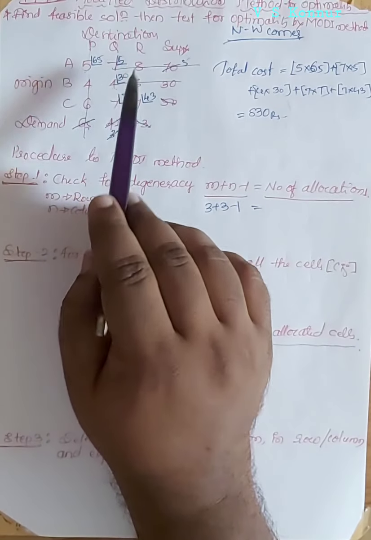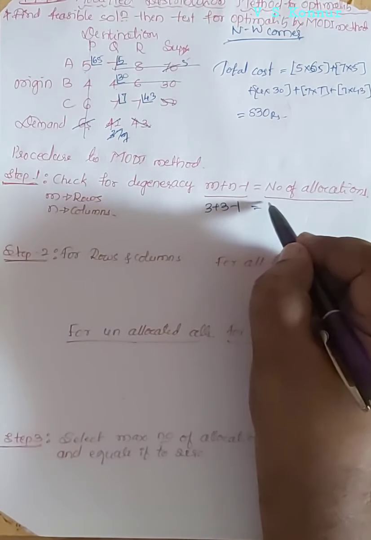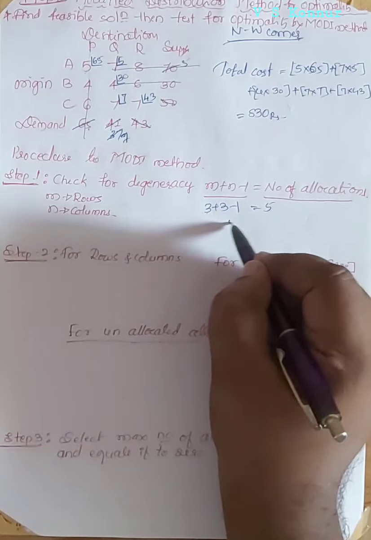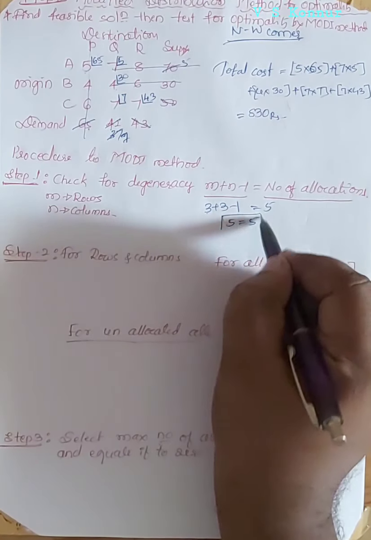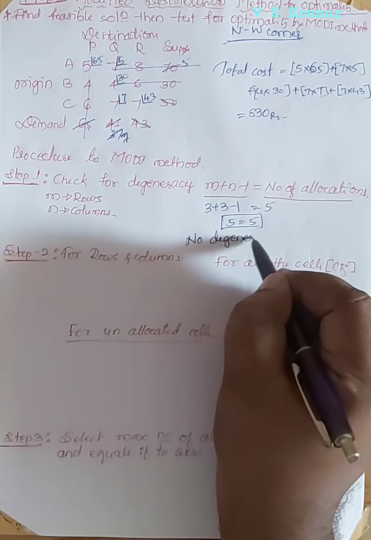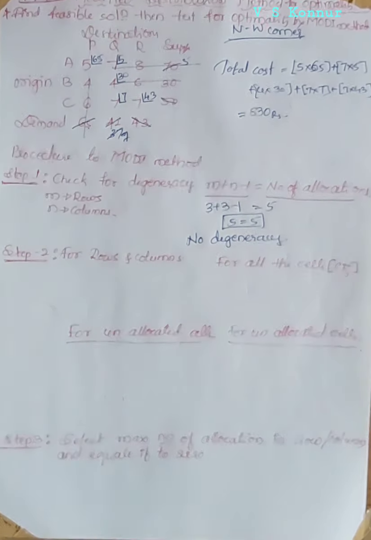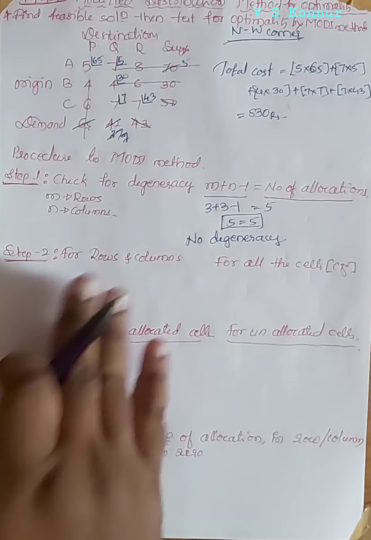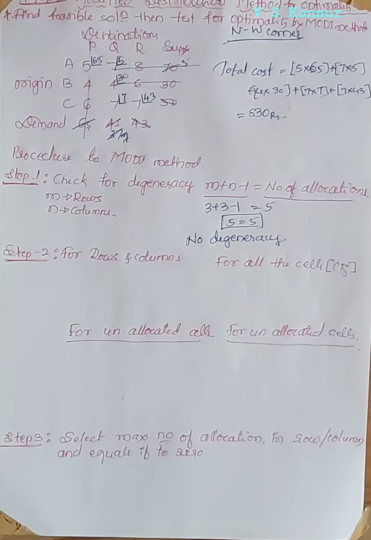It is having 1, 2, 3, 4, 5. 5 allocations are there. So 3 plus 3 minus 1 is 5. 5 is equal to 5. Hence, you have to write here that there is no degeneracy. If there is no degeneracy, you should continue to the next step.